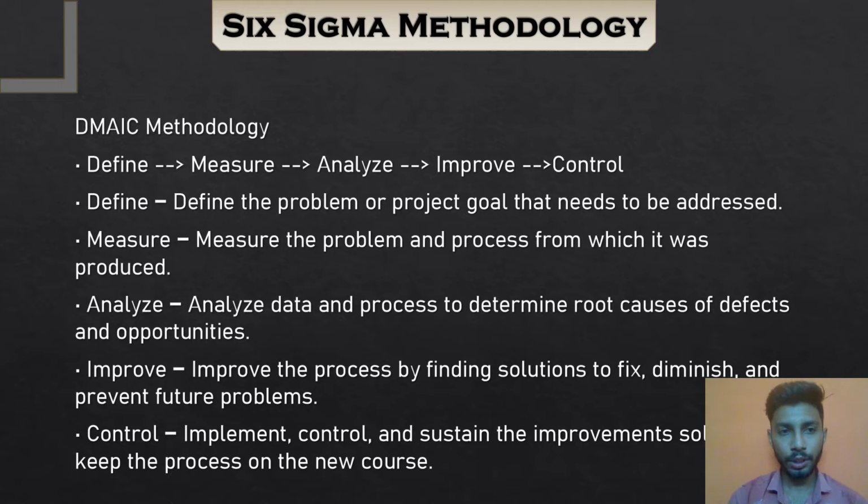Six Sigma methodology: DMAIC methodology. Define, measure, analyze, improve, and control. Firstly, we will define the problem or project goals. Second, we will measure the problem and process. Third, analyze the data and process to determine root causes of the defect. We will try to improve the process by finding solutions to fix it, and then control and sustain the implemented solutions.